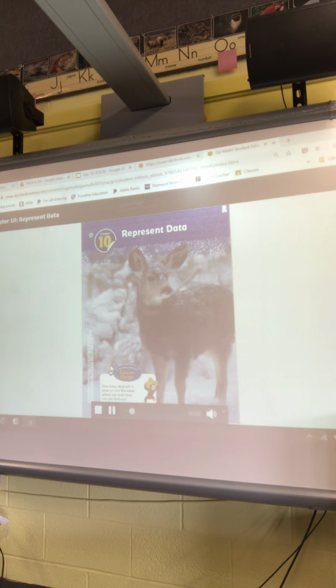Curious about math with Curious George. How many days will it snow or rain this week where you live? How can you find out? So think of what we do for morning calendar, boys and girls, and I know you do this in all the first grade rooms. We actually keep a weather graph. Sometimes we use tallies, we use a bar graph. There's different types of graphs to keep track of that.